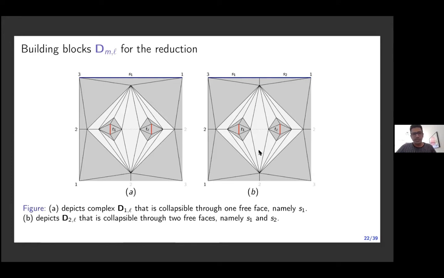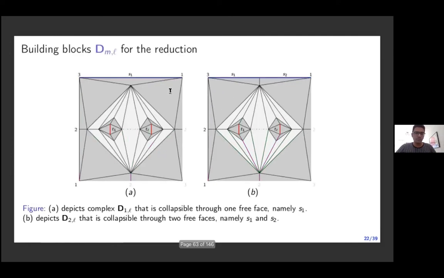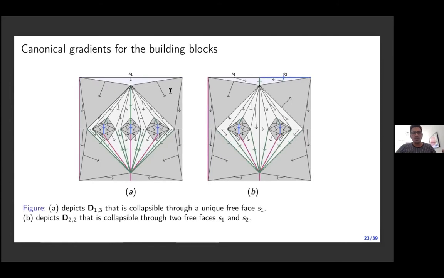It's very easy to check that because you have a free face here, you can start a collapsing procedure, and then you can collapse the whole complex. But maybe what's shown here is, let's say, a canonical gradient for the complexes shown here. And these are the ones that we actually use to assemble a gradient vector field for a large complex.